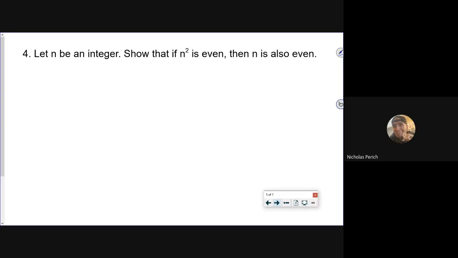So I am trying to prove this. What's the opposite of that if we're trying to prove n is even? N is not even. Give me another word for not even. You'll have one of two options. Odd. Yes, it is odd.